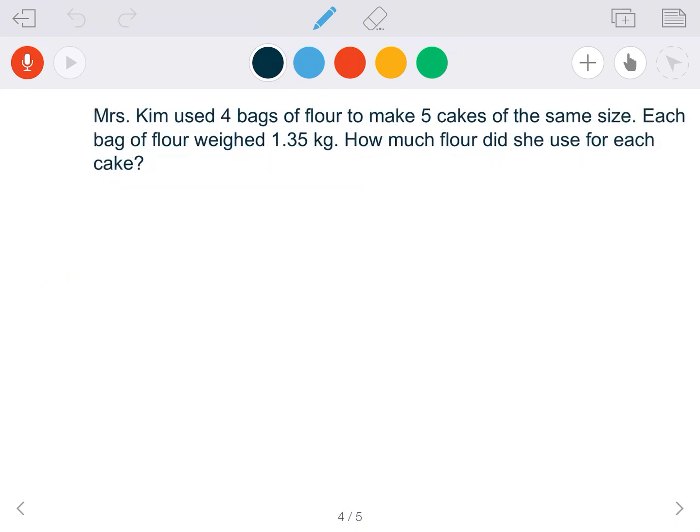All right, last problem. Find Mrs. Kim, cut that problem out, glue it into your notebook, and then you can unpause.